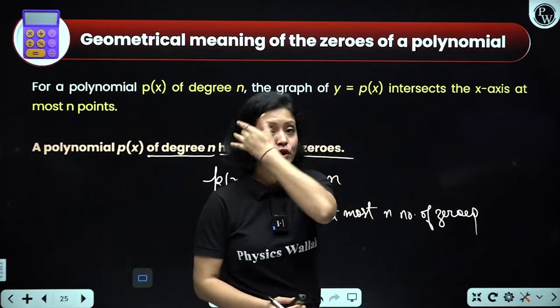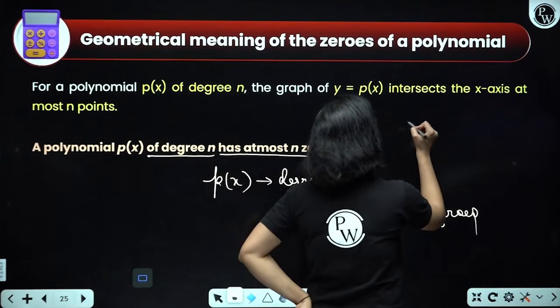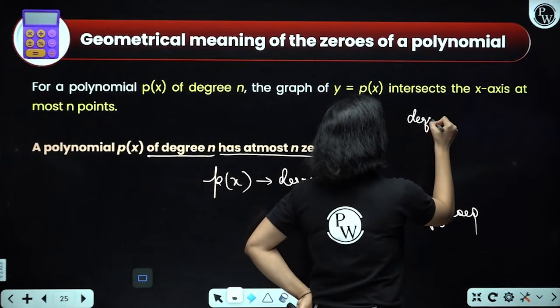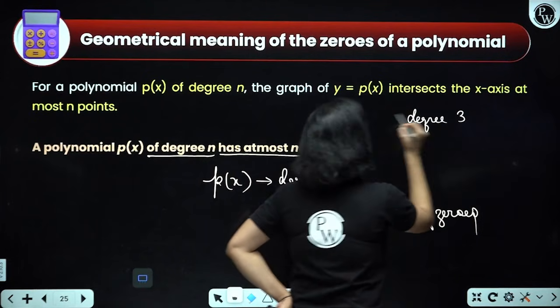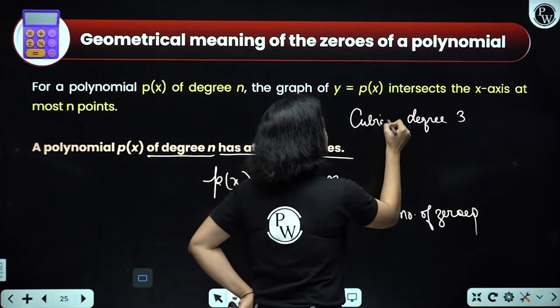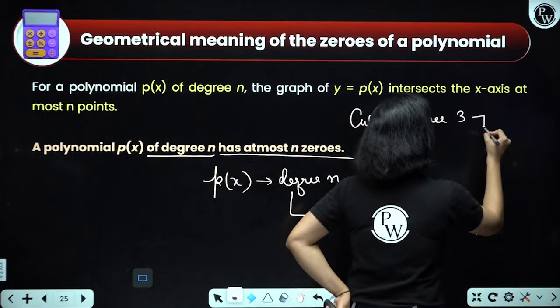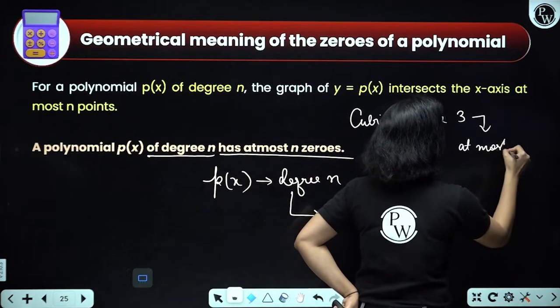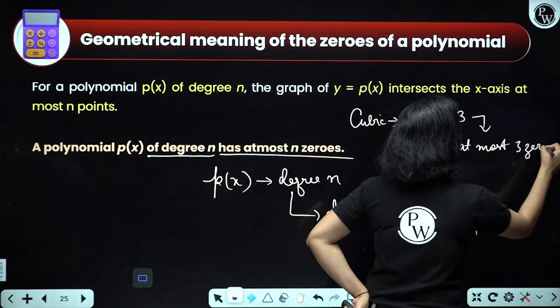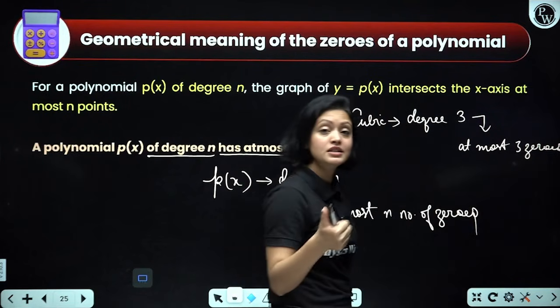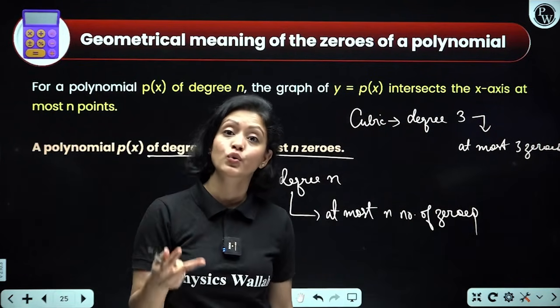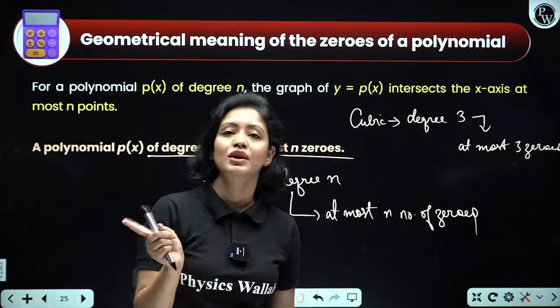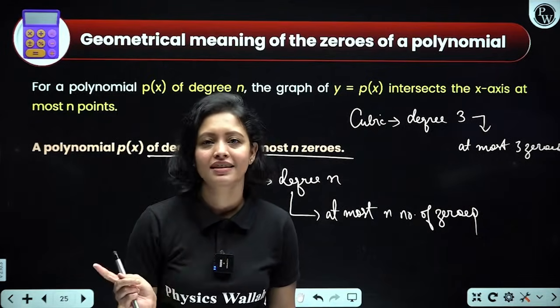Let's talk about a cubic polynomial. The cubic polynomial has degree 3. Okay, degree 3. Now, that means this polynomial will have at most 3 zeros. It can have 0 real zeros, or 1 real zero, or 2 real zeros, or 3 real zeros. But not more than that, guys. Not more than that.